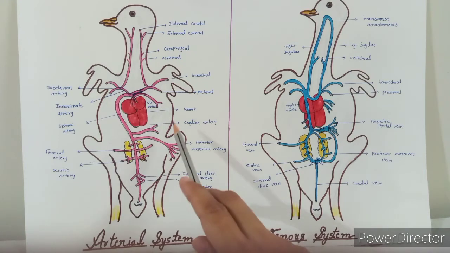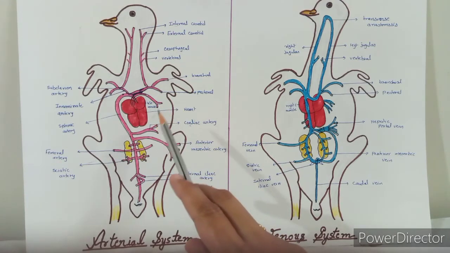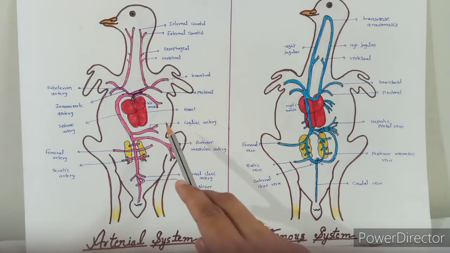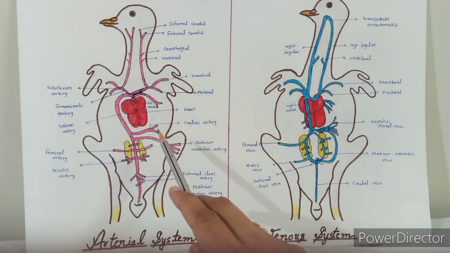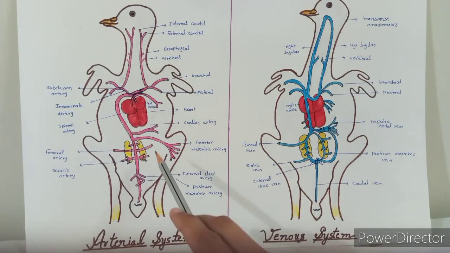And when we talk about the pulmonary aorta, it arises from the right ventricle, and it supplies the deoxygenated blood to the lungs and bifurcates into the pulmonary arteries. So this is all about the circulation of blood in the pigeon. That's why it is called the arterial system.